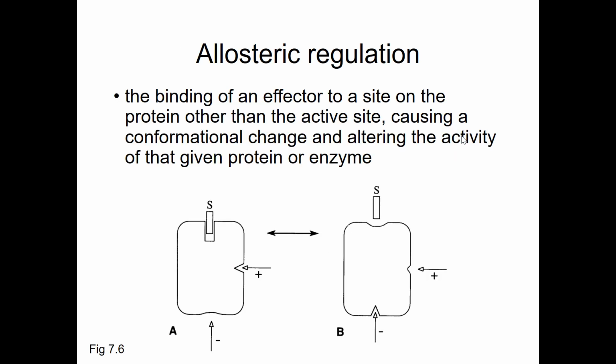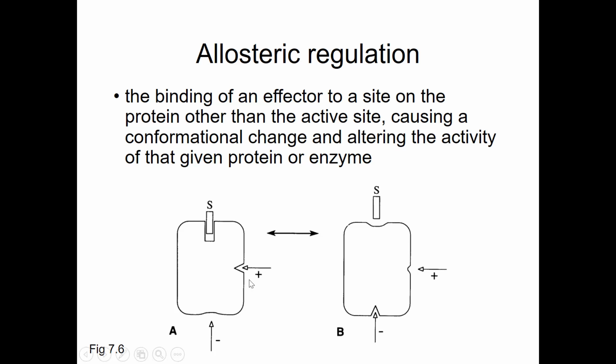Okay, so now let's define allosteric regulation. This is the binding of an effector to a site on the protein other than the active site, causing a conformational change and altering the activity of that given protein or enzyme. Okay, so let's break this down a little bit more. So this square is your enzyme. Here it binds to a substrate and converts that substrate to a product. That's its enzymatic activity.